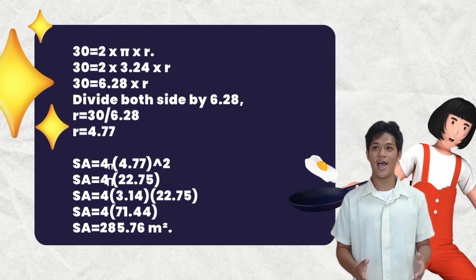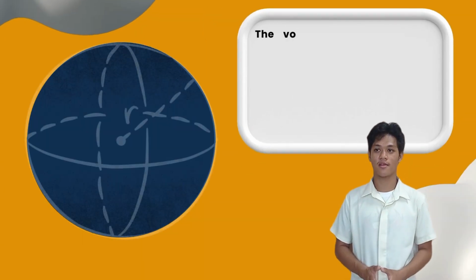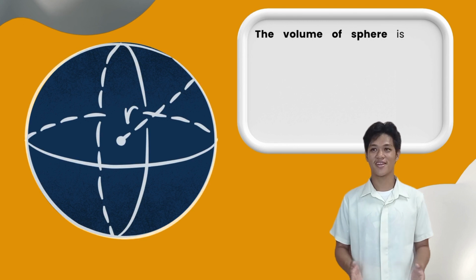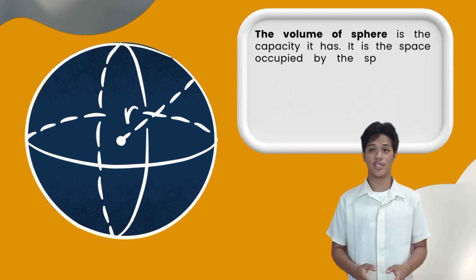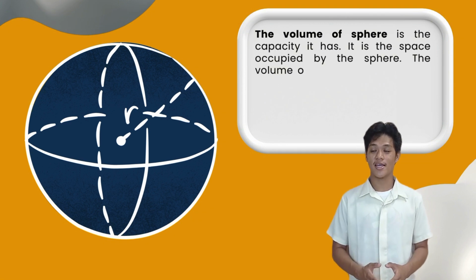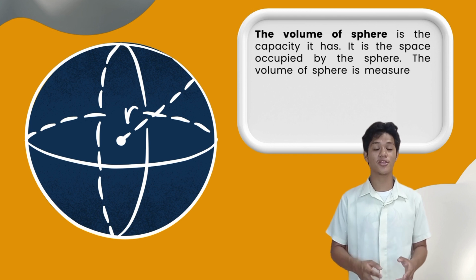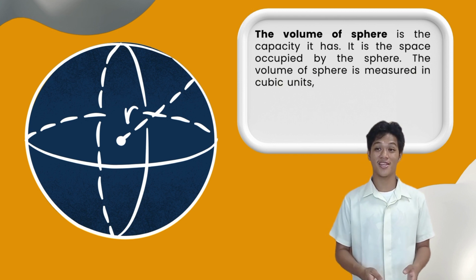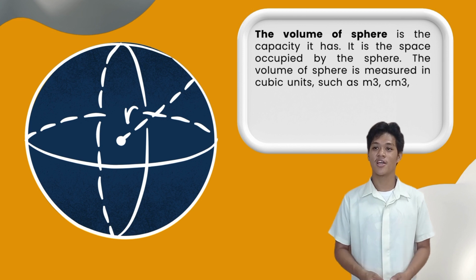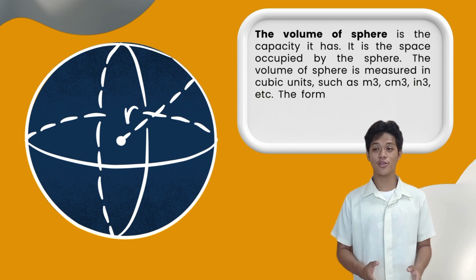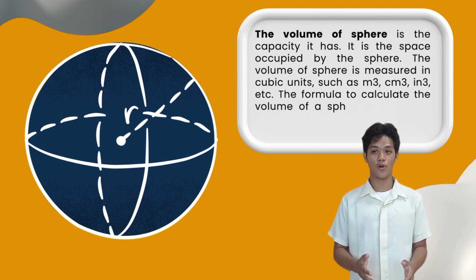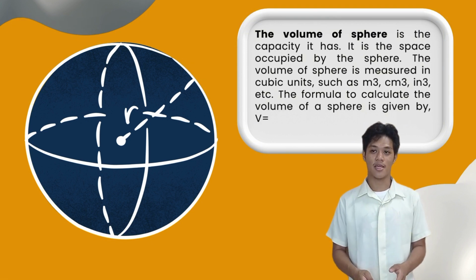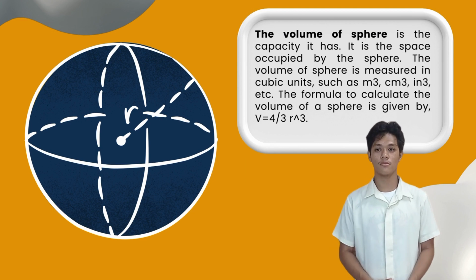Now, let's have the volume of a sphere. The volume of a sphere is the capacity it has. It is the space occupied by the sphere. The volume of a sphere is measured in cubic units, such as meter cube, centimeter cube, and inches cube, and so on. The formula to calculate the volume of a sphere is volume equals 4 over 3 times pi times radius cube.